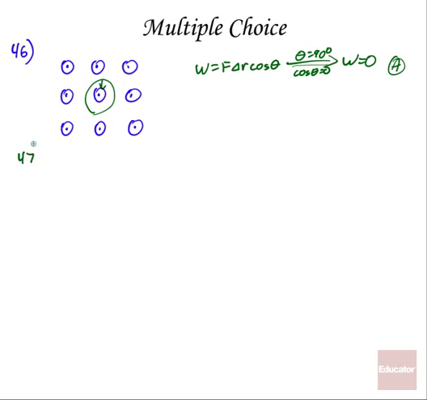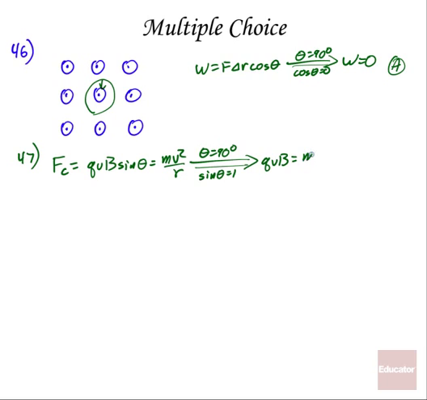47, what's the best estimate of the speed of the proton as it's moving in that circle? Well, the centripetal force must be caused by the magnetic force, which is QVB sine theta, and that must be equal to m times the acceleration, mv squared over r, because it's moving in a circle. Therefore, we know theta equals 90 degrees, so sine theta equals 1. We could say that QVB equals mv squared over r.